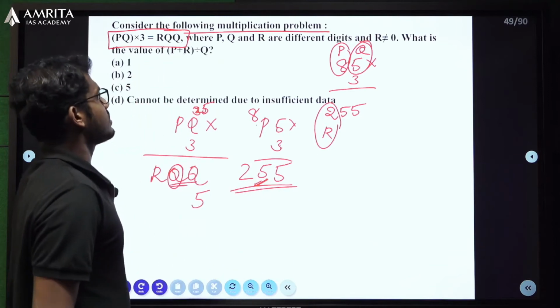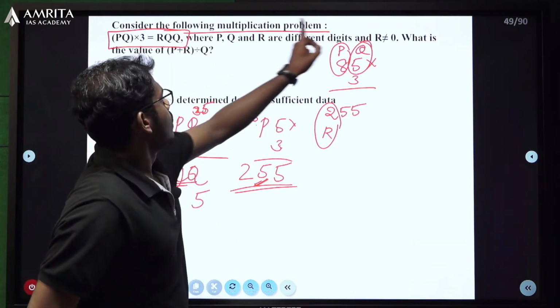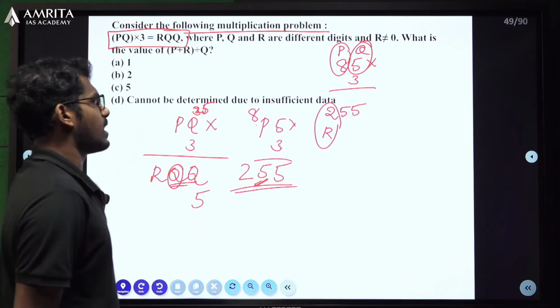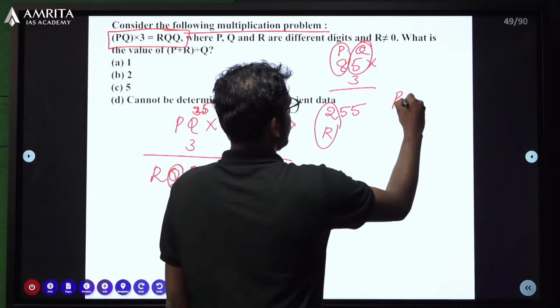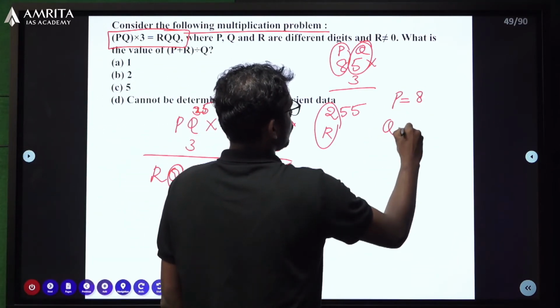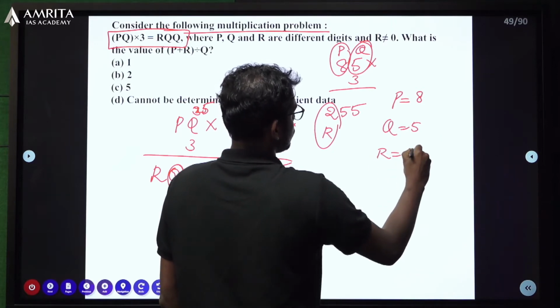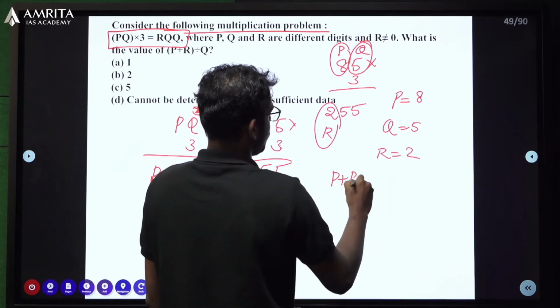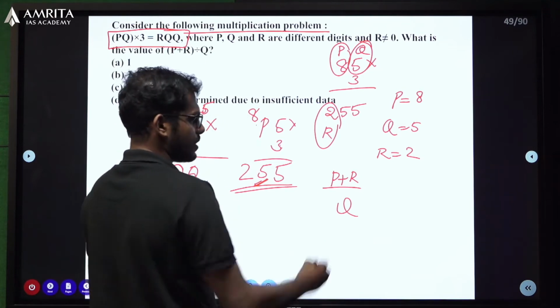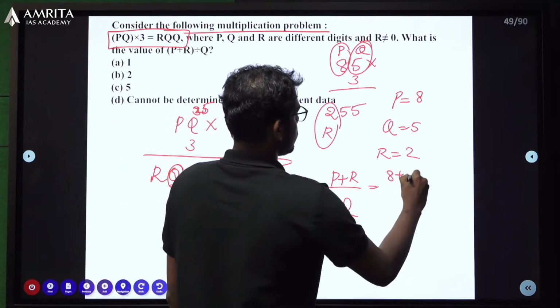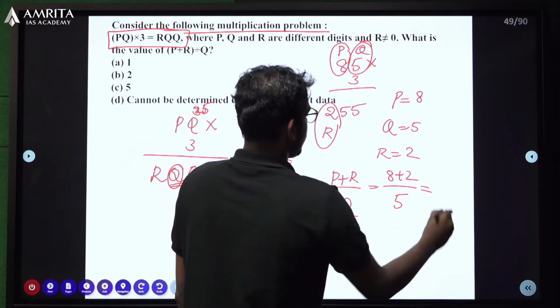Okay, now the question is, what is the value of P plus R by Q? So, the value of P is 8, the value of Q is 5, the value of R is 2. We have to find the value of P plus R by Q, clear. So, P is 8, 8 plus 2 divided by 5.